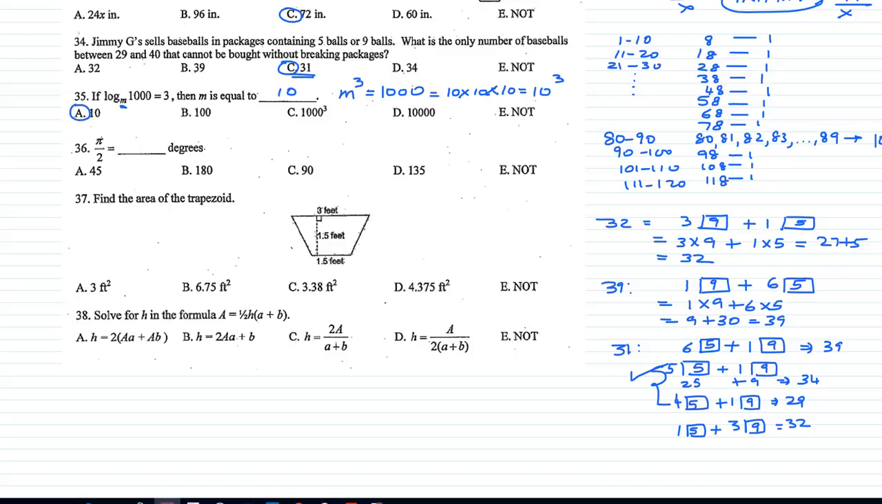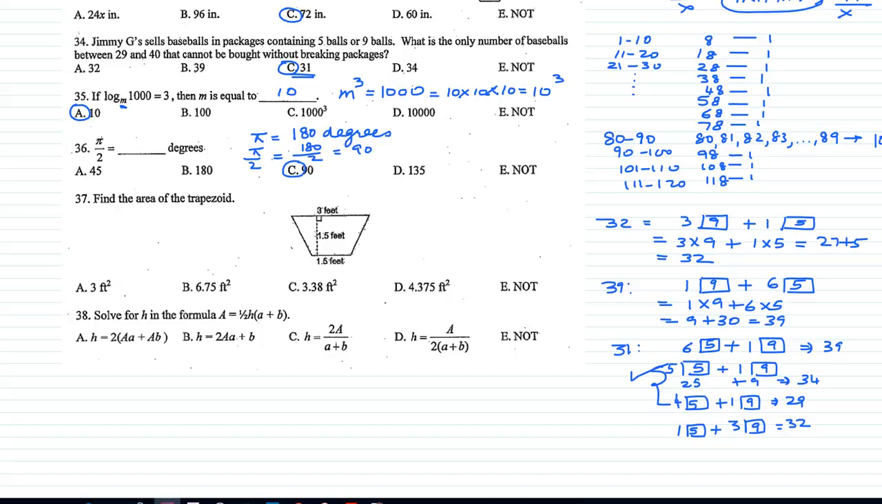36, pi by 2 is equal to how many degrees? So pi radians is equal to 180 degrees. So pi divided by 2 will be equal to 180 divided by 2 degrees, which is equal to 90 degrees. So the answer is C.